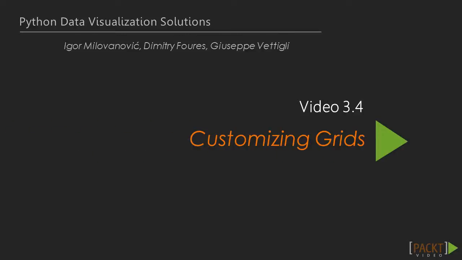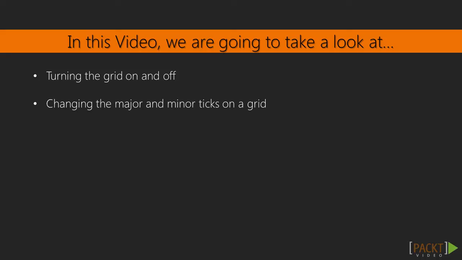This is the fourth video of the section, Customizing Grids. In the previous video we learned everything about subplots and how to use them. In this video you'll be learning how to turn the grid on and off and how to change the major and minor ticks on a grid.